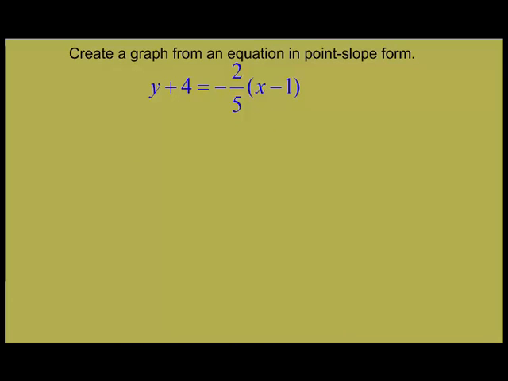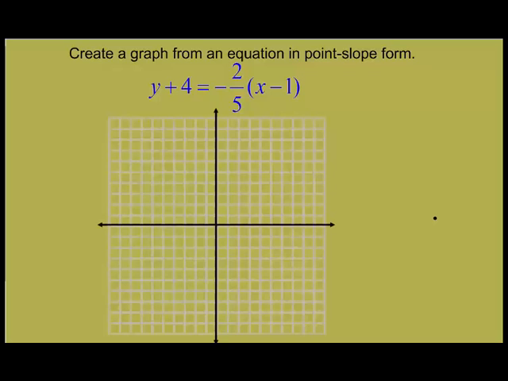Let's look at another example. We want to create a graph from this equation, y plus 4 equals -2/5 times x minus 1. We're going to start by looking at the point that's given to us. So we have the point 1, -4. So I'm going to start at the point 1, -4.